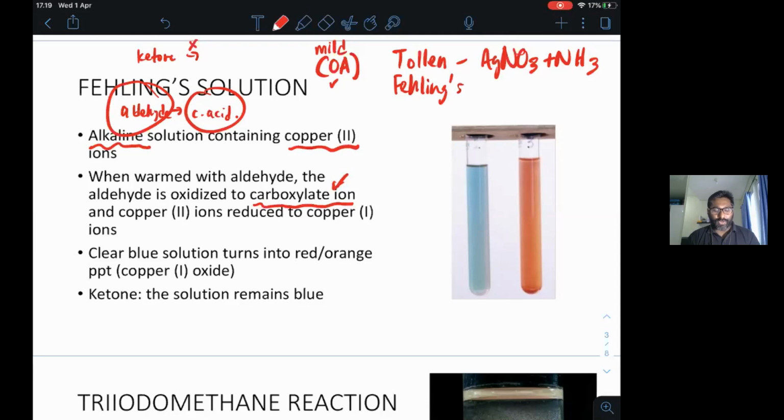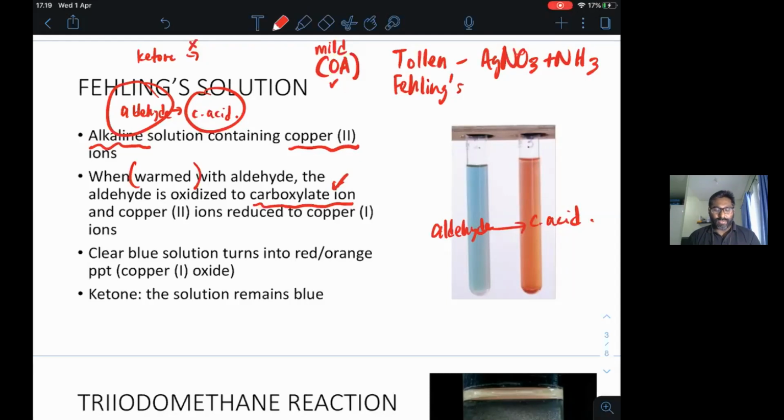But what I want you to focus on over here is that just now, you did not need to warm the mixture. But now for Fehling's, you need to warm, you need to heat with aldehyde. And what happens is the aldehyde will again change into carboxylic acid, and after that, into carboxylate ions.